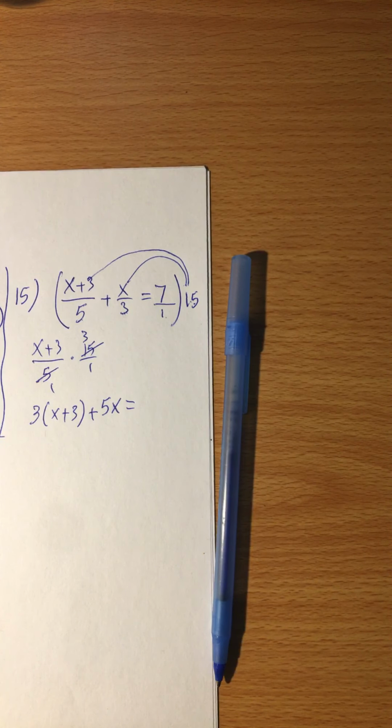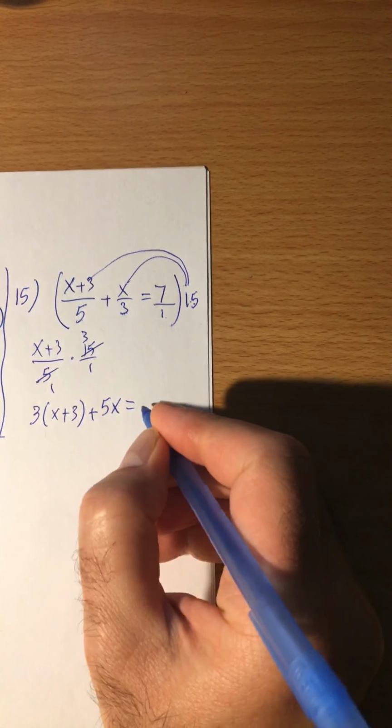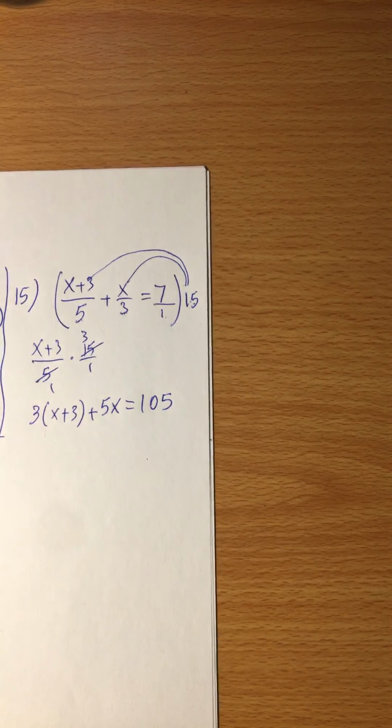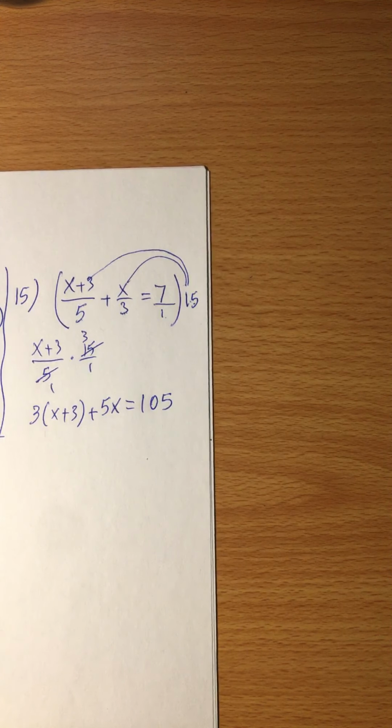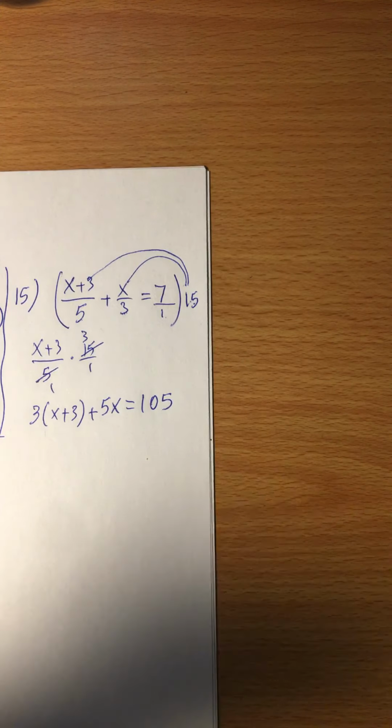I forgot to bring my calculator the first time. So what is 7 times 15? 7 times 15 is 105. So I get 105 on the right side. So you see, in one step, you get rid of all the fractions, so you don't have to worry about it. Okay, so that's one way of doing the problem.